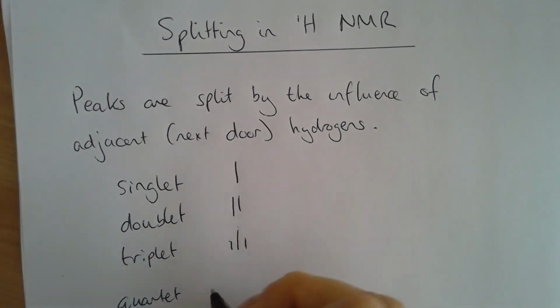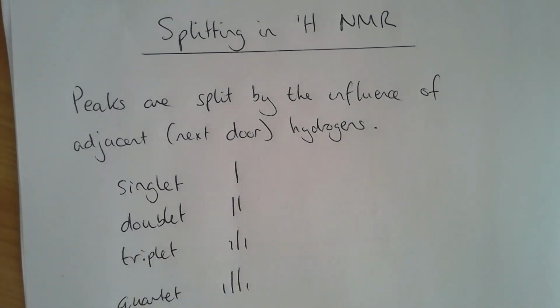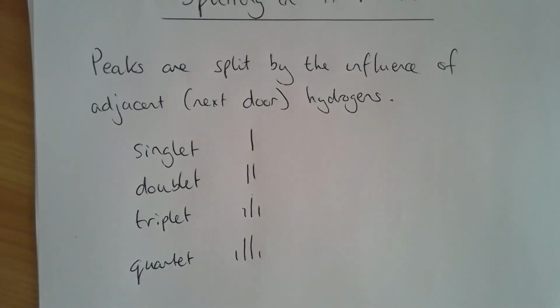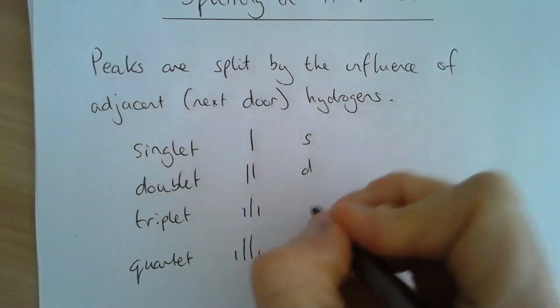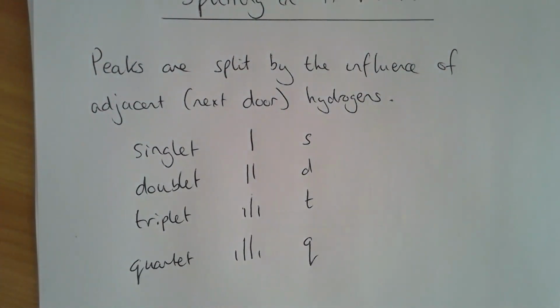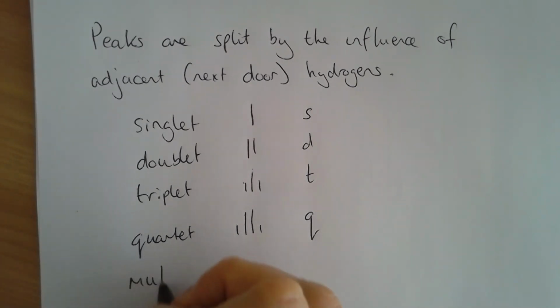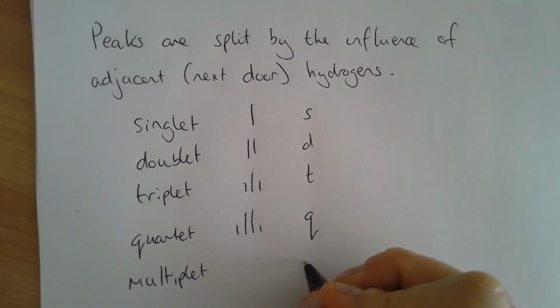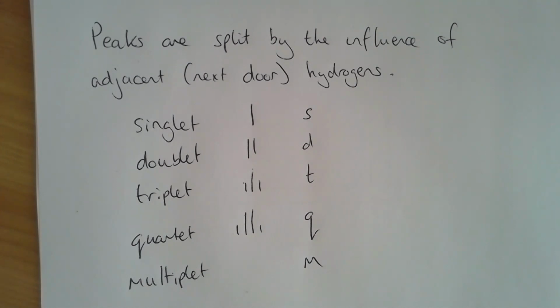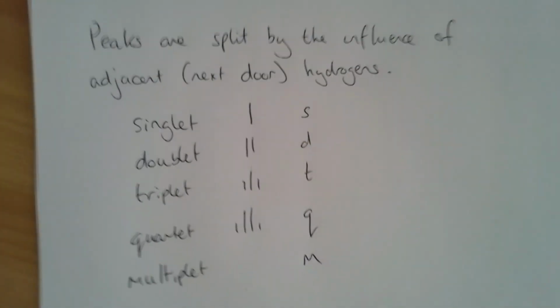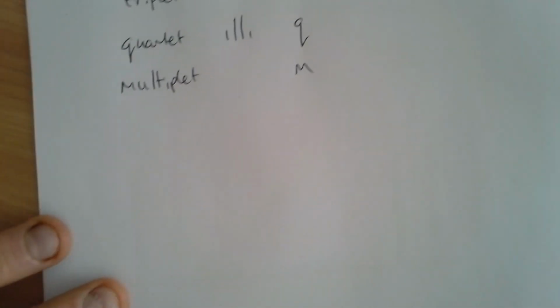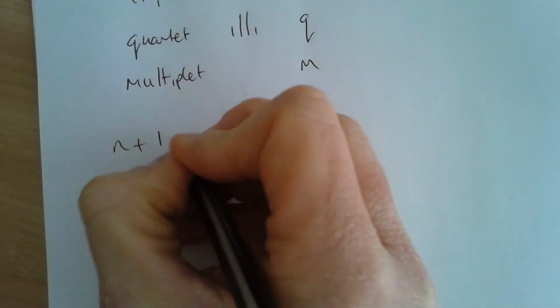And then if it's split into 4, we say that's a quartet, and that will be in the relative order of 1 to 3 to 3 to 1. These will often have abbreviations of S, D, T and Q. There are more than that, but as far as A level is concerned, we don't really need to worry about those. So anything beyond that, we're just going to call a multiplet, and we'll see some examples of those as we go along. We also need to be aware of something called the N+1 rule.